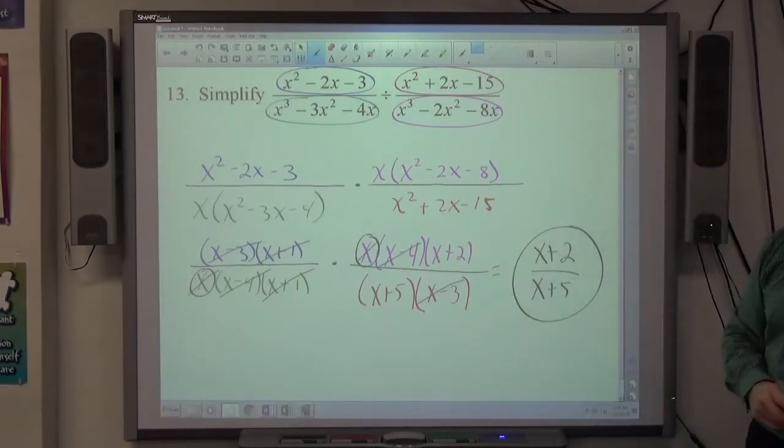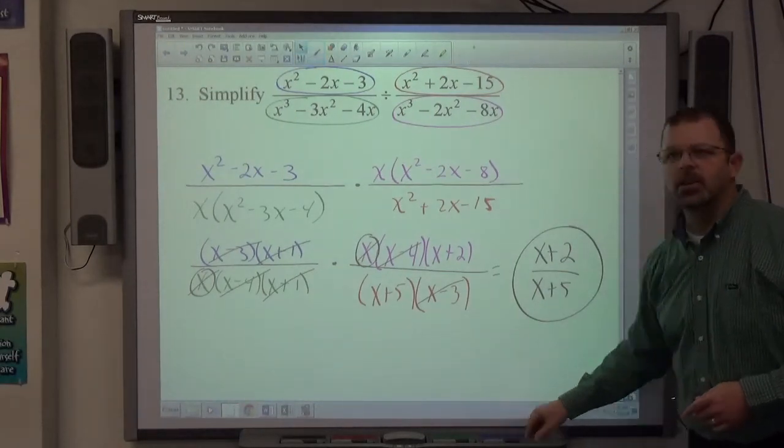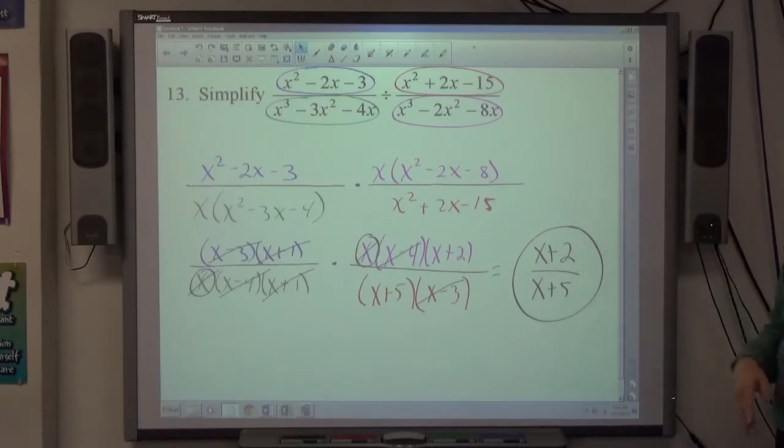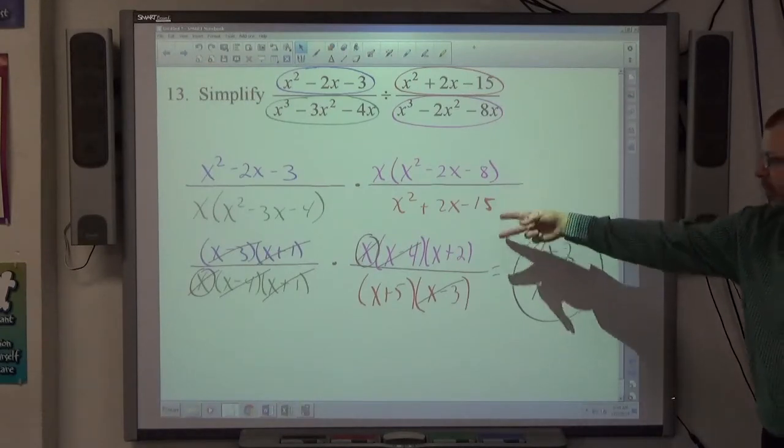And it will be like that on the test. Everything will cancel except for one thing on top and bottom, so if it doesn't, you messed up. Check your factoring, check to make sure you've inverted this fraction, that kind of stuff.